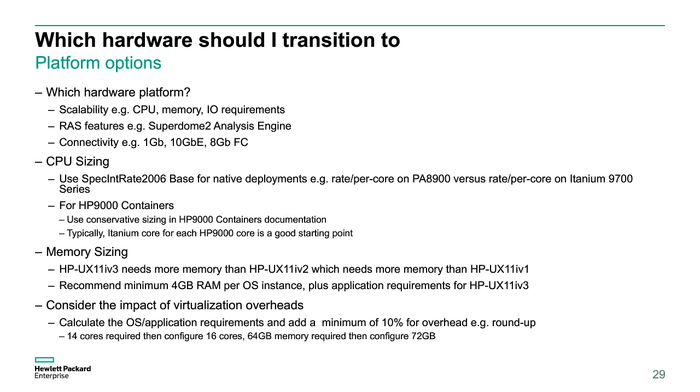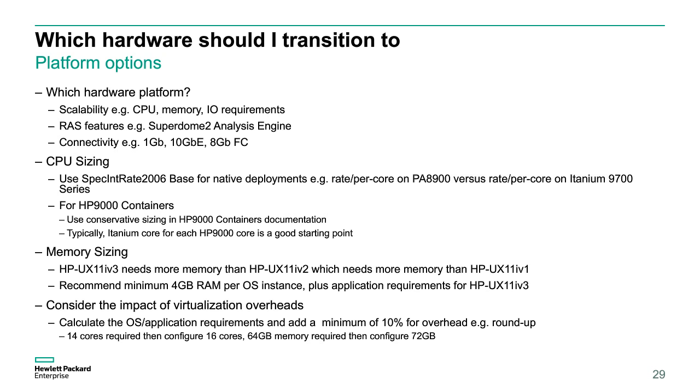I would always recommend a minimum of 4 GB of RAM for HPX 11IV3 just for the OS instance. Typically, when you boot 11IV3, it will automatically grab 3.5 GB of RAM. So it needs that. Then work out what requirement you need for the applications that you might want to stack on this one OS instance, and then maybe add a little bit more on top of that. If you're using virtualization, you need to add an overhead for this as well.